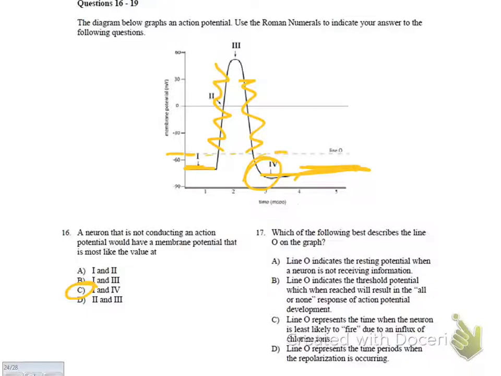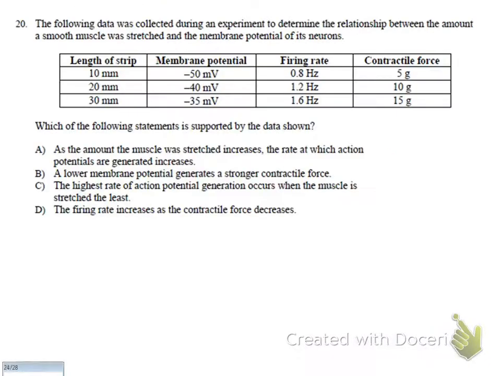And remember, negative 55 is threshold. Which of the following best describes that O line? I just said it, that's threshold, so I believe the answer is B. Okay, and then this question, really, pause the video and try this one, but this one's going to be mostly elimination.